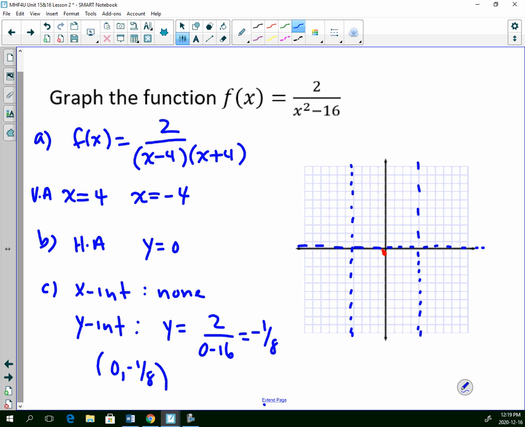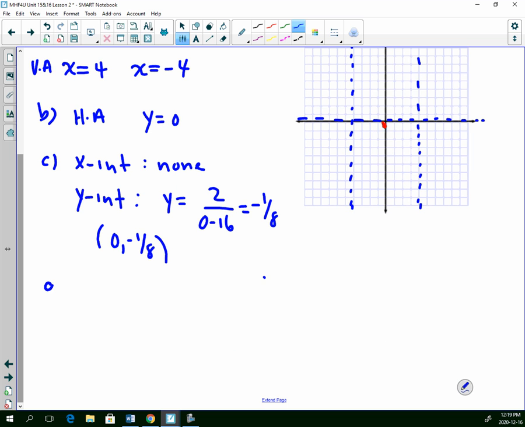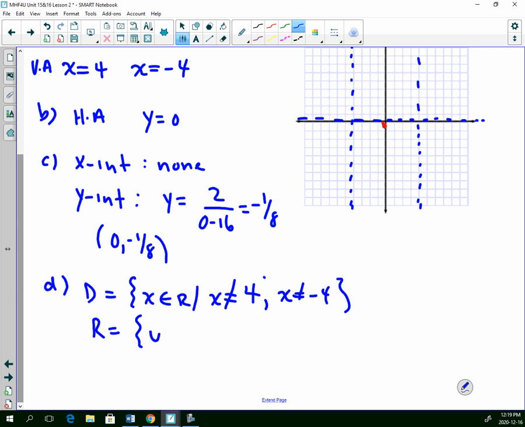From here, I can also state the domain and range because I have my asymptotes. So domain is any number, but not where the vertical asymptotes occur. So not at 4 and -4. And the range, we can have any number, but not at 0.